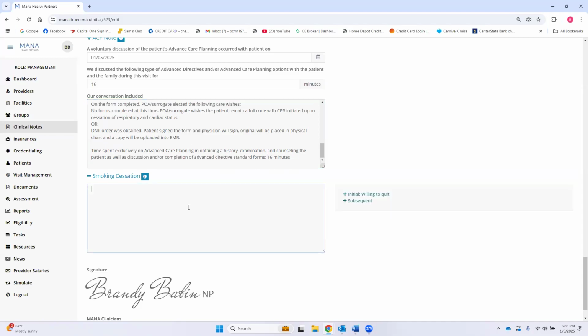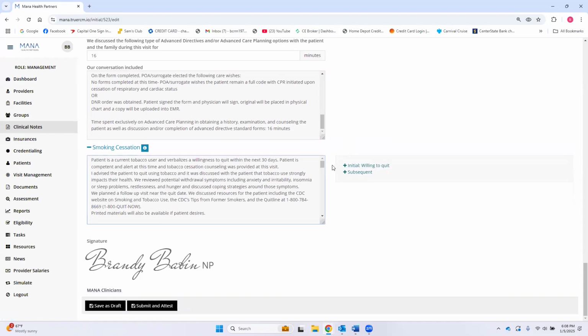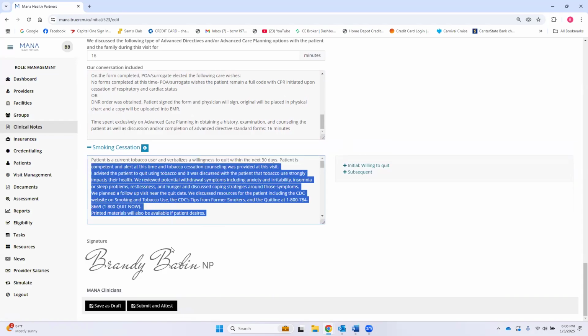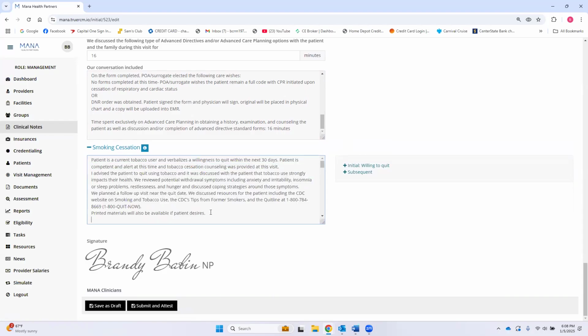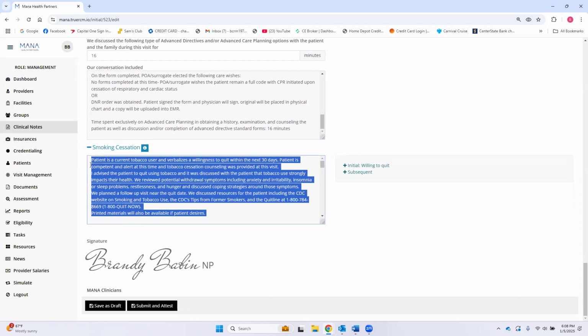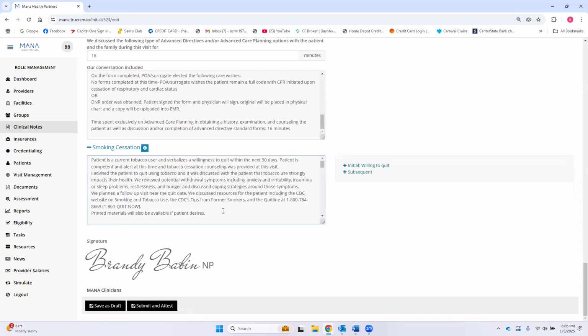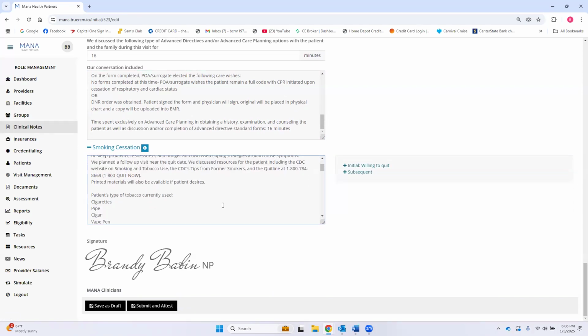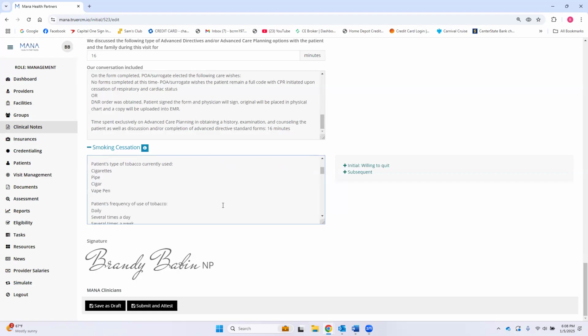Your smoking cessation is the same. You've got your initial and your subsequent. It again is a snippet of deletion. The patient is a current tobacco user. And this statement says you've had a discussion with a patient and the patient desires to stop smoking. So you're going to put into place measures to help them stop smoking.